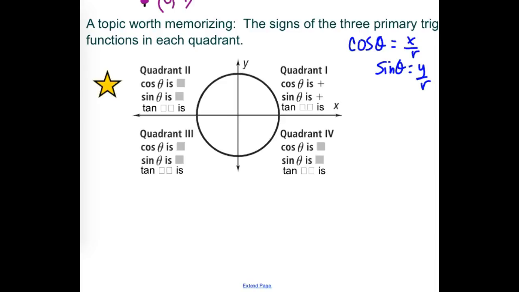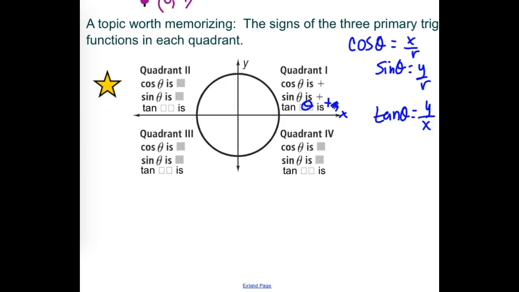Now tangent of theta is defined as what? Tangent of theta is actually sine over cosine. You're going to start memorizing that one as well. All right, or y over x. Well, if x and y are both positive, a positive divided by a positive is positive, right? This x is just labeling my axis.